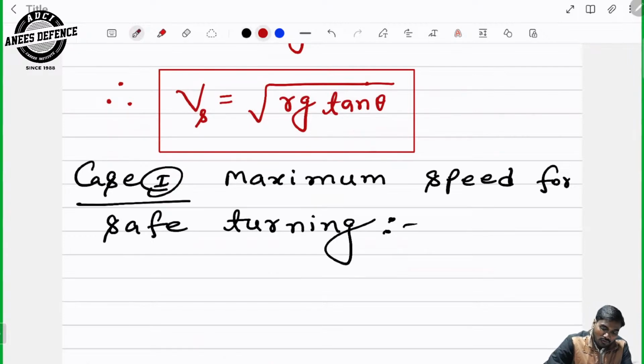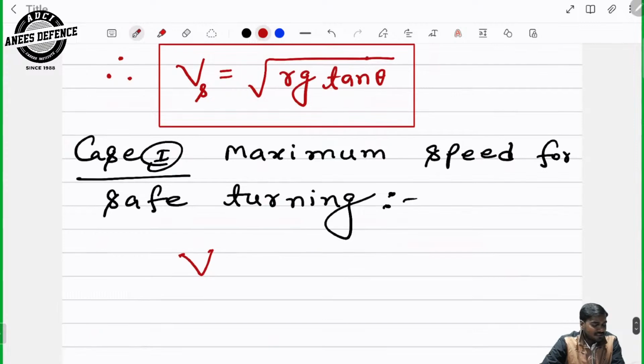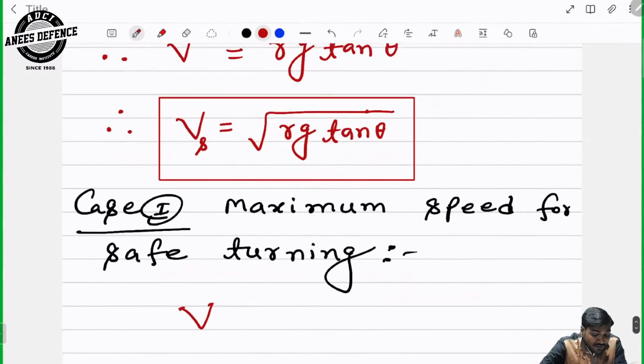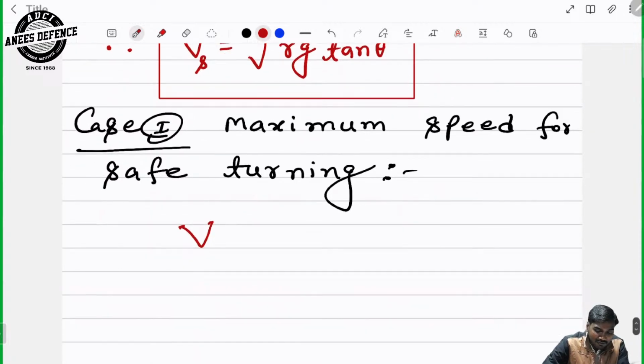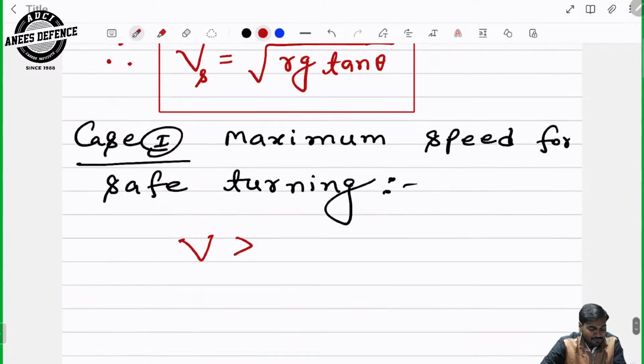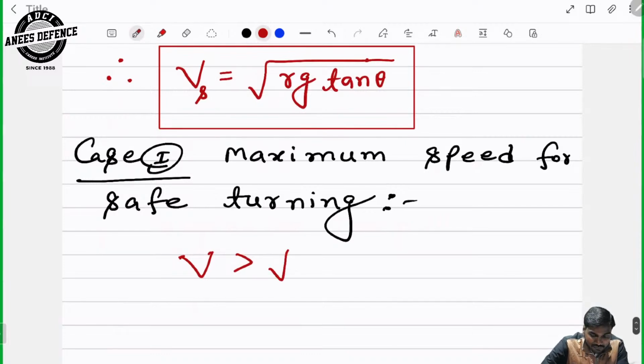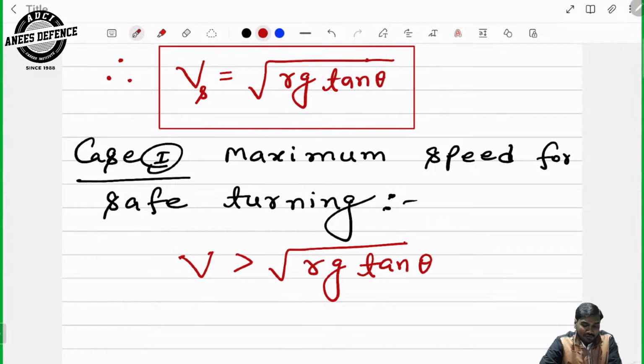So just consider whatever velocity is maximum, meaning v is the maximum speed, so the speed should be greater than the safe speed. In case 1, suppose your speed is greater than the safe speed, so v, your maximum speed, should be greater than root of rg tan theta. Yes or no? Yes.